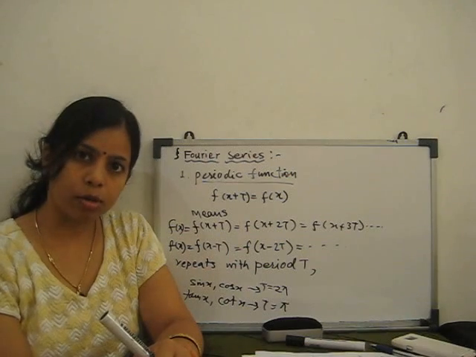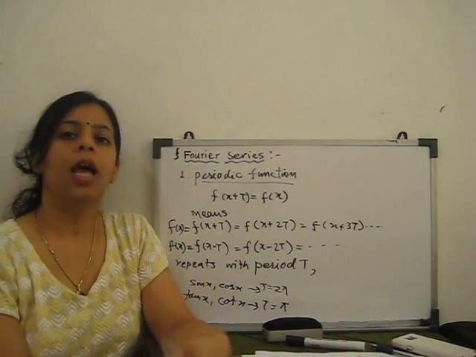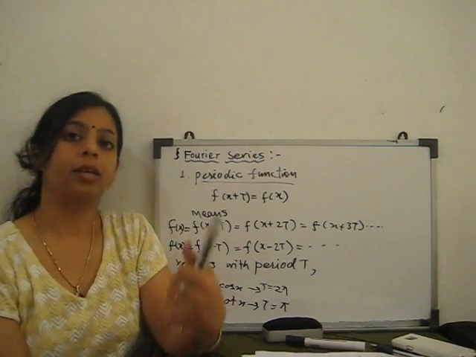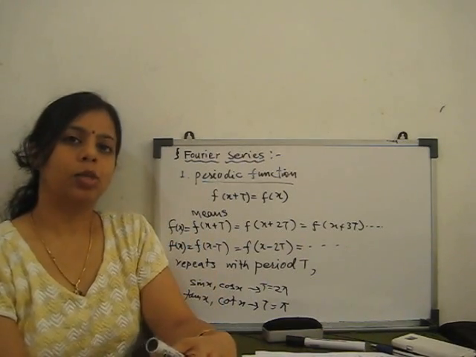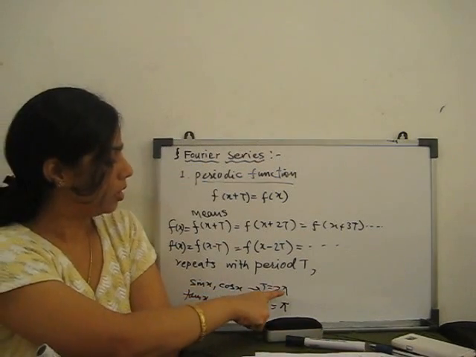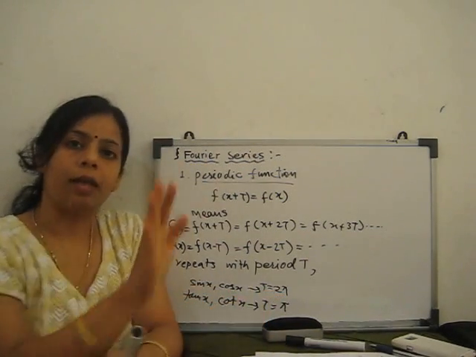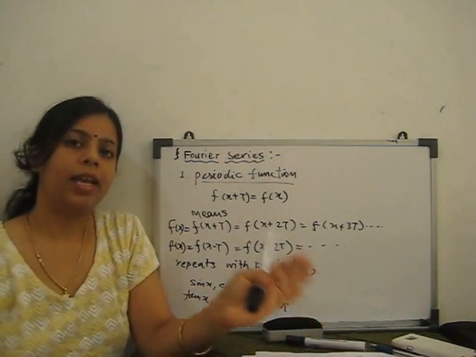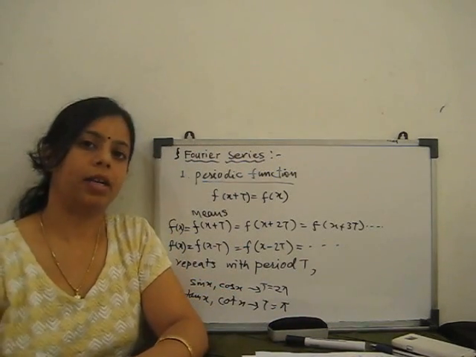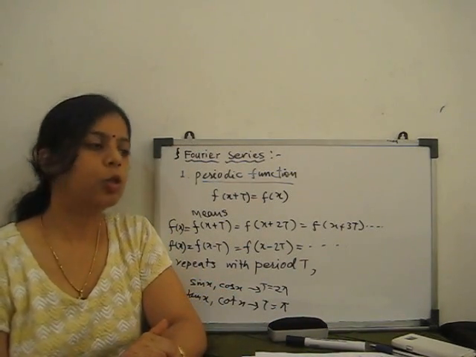When we talk about periodic functions, very simple, our trigonometrical functions sine, cosine, tangent, all are periodic functions. Sine, cosine, sec, cosec all repeat after t equal to 2 pi, a time interval of 2 pi, and tan and cot repeat after an interval of pi. So their time period is pi.